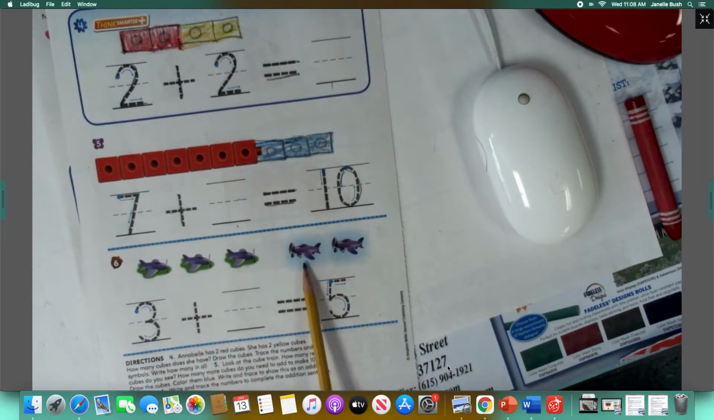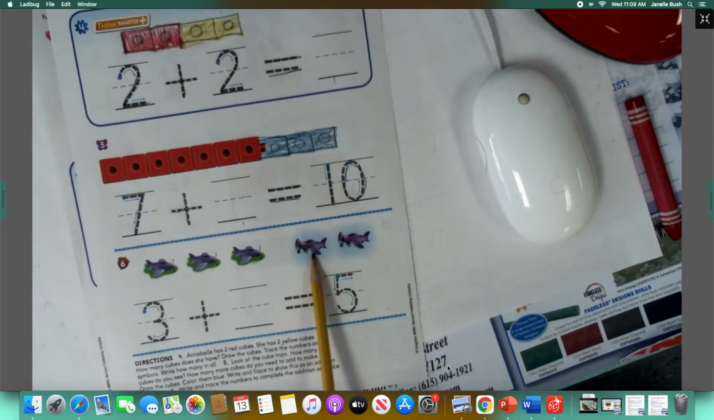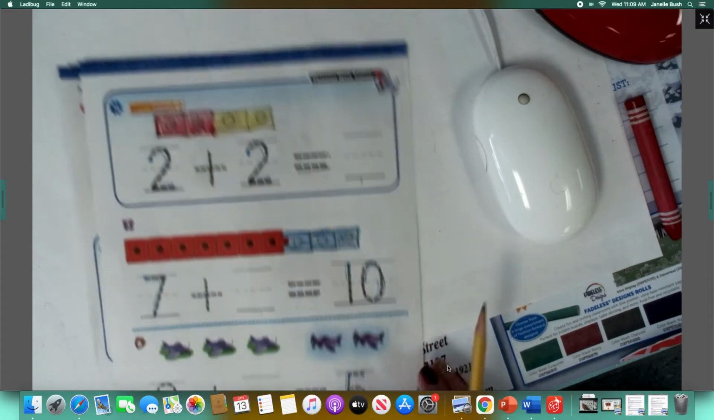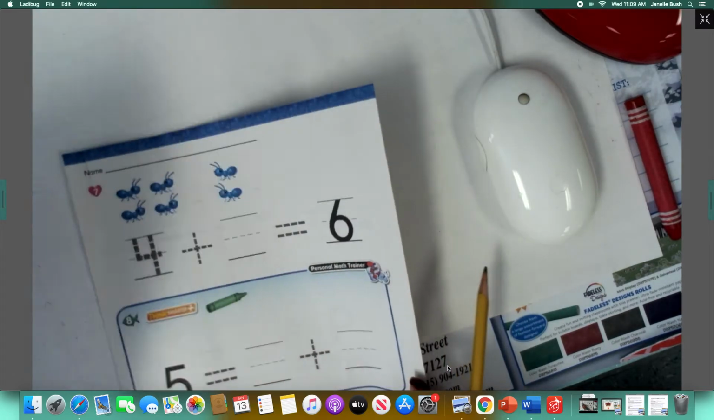Trace your plus. Now, this blank right here is going to be the number that's flying in the air. So count the airplanes in that group and write the number here. Trace your equals and trace your 5. All right, awesome. Okay, let's go on to the next page.